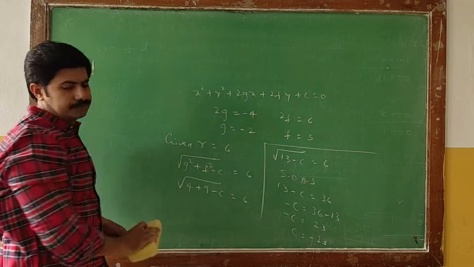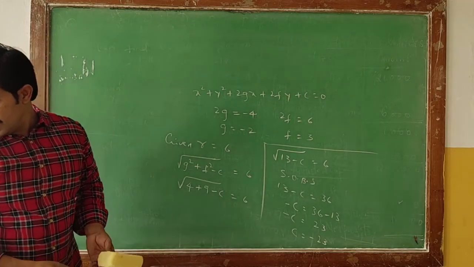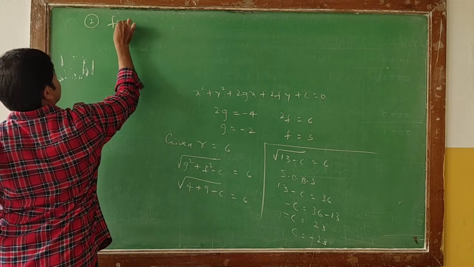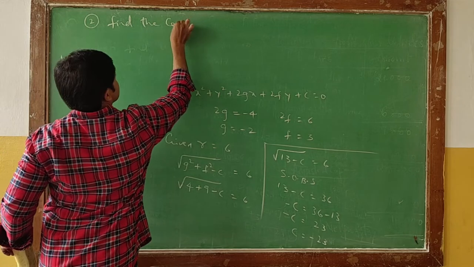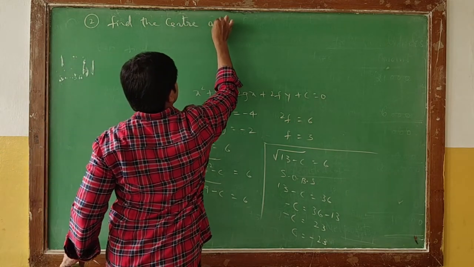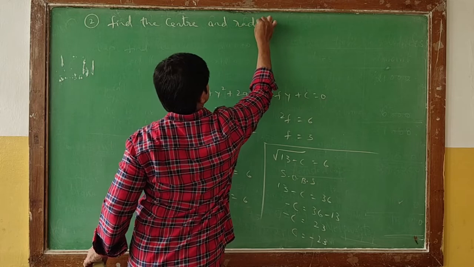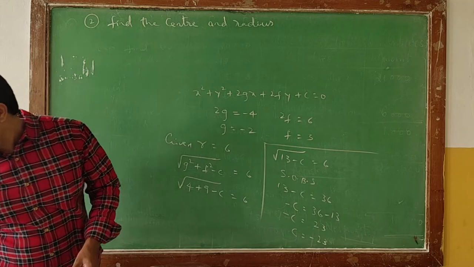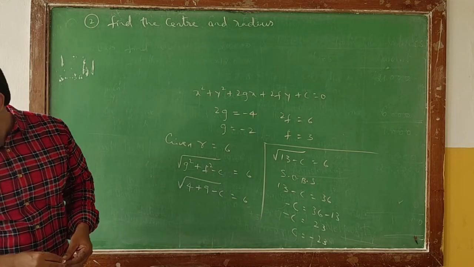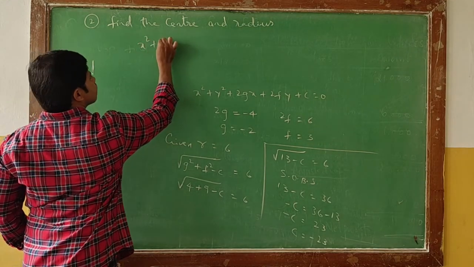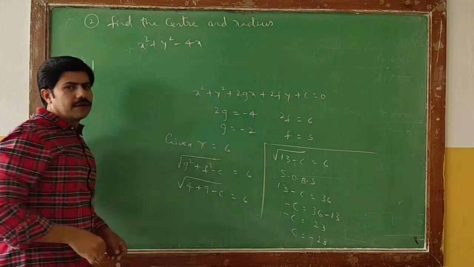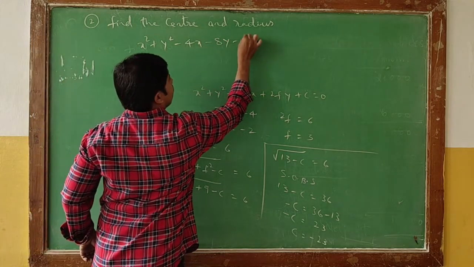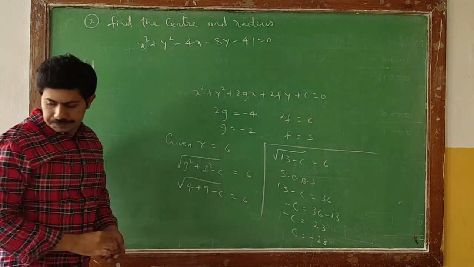So next question. Find the center and radius of the following circles. The first one: find the center and radius of the circle x squared plus y squared minus 4x minus 8y minus 41 is equal to 0.